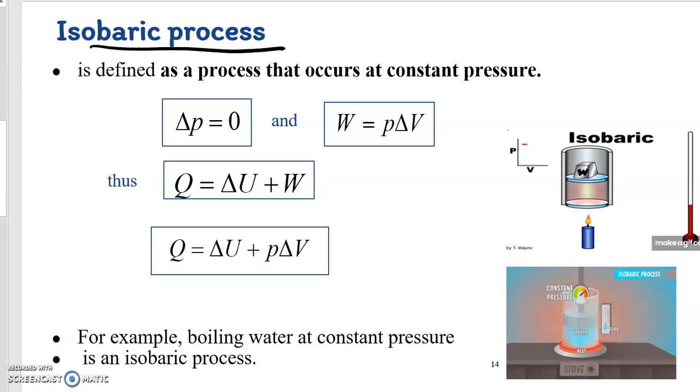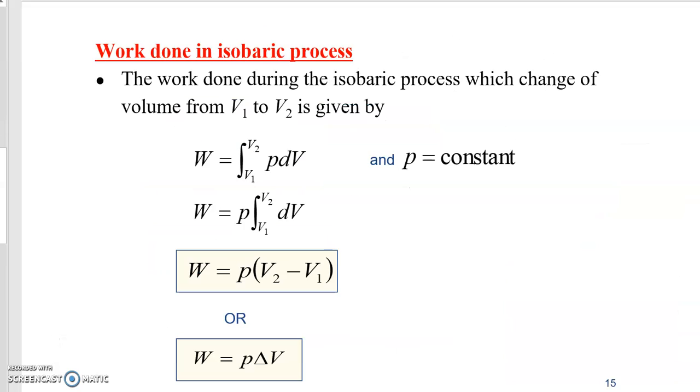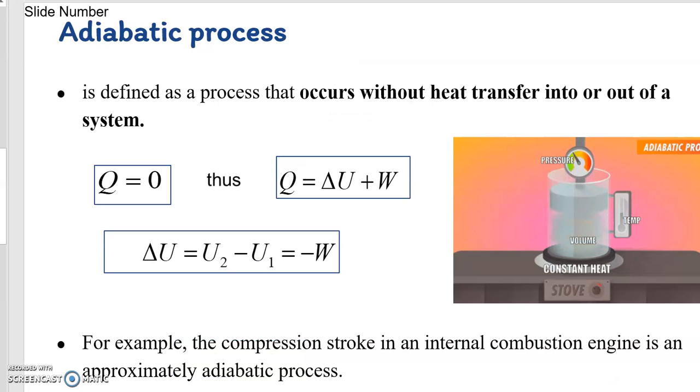Then we have the isobaric process. An isobaric process is a process that occurs at constant pressure. So when the pressure is constant, we have W equal to P delta V. Okay, this is for the work done for isobaric, where W equals P delta V. So remember, here we have several processes.